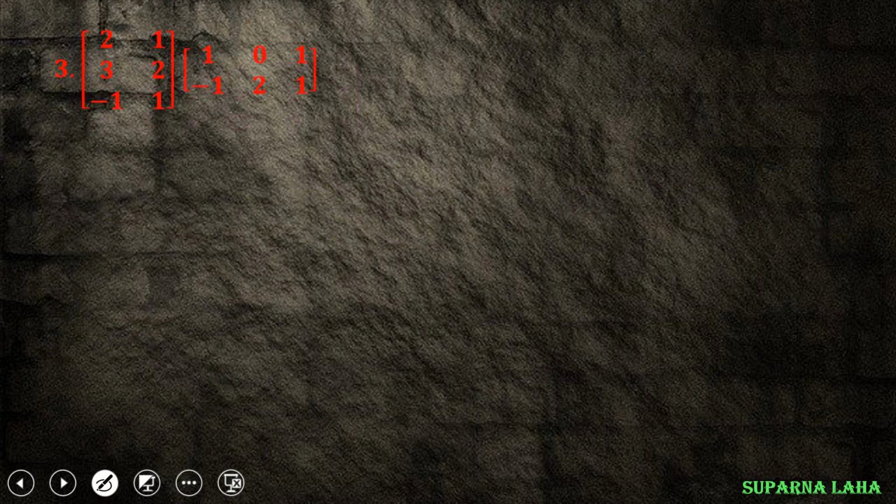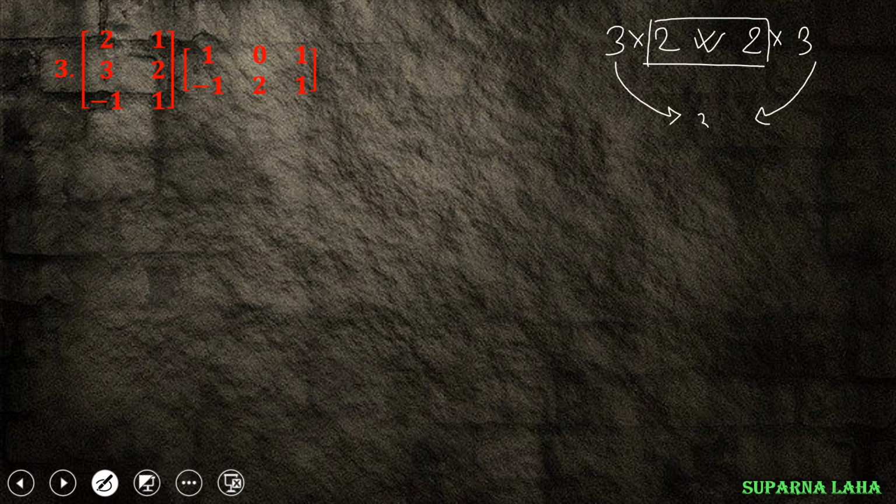The first one is given as a 3 by 2 matrix, and the second one is given as a 2 by 3 matrix. These two values are equal, that means multiplication is possible, and after multiplication the order of the matrix will be 3 by 3. So let's write down the matrix.